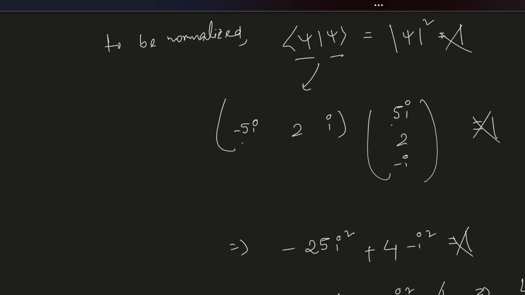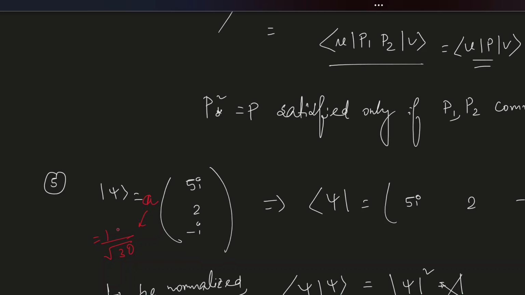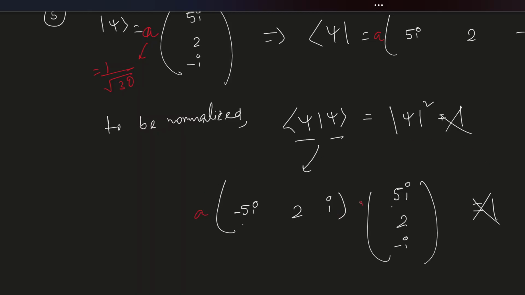So how to get it to be 1? Just multiply this by a normalization factor a, and take the value of it as 1 by root over 30. Because a is a constant, whenever you take psi ket psi bra, there is an a coming from here and an a coming from here. So this is multiplied by a squared, which is 1 by root over 30 whole squared into 30, which is nothing but 1. Now it is normalized. So for making it normalized, you have to take a constant multiplication factor equal to 1 by root over 30.